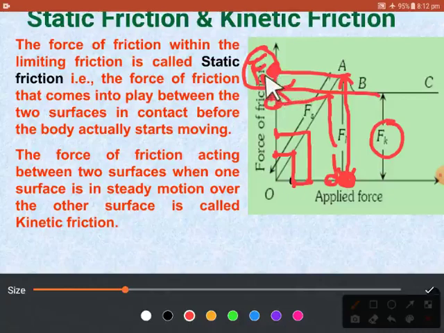Got it? So it will be easier to move. As soon as the body starts its motion, it will be easier to move. Why? Because the friction that arises when the body starts its motion is less. So that type of friction, when the body actually moves over another surface, we call kinetic friction.